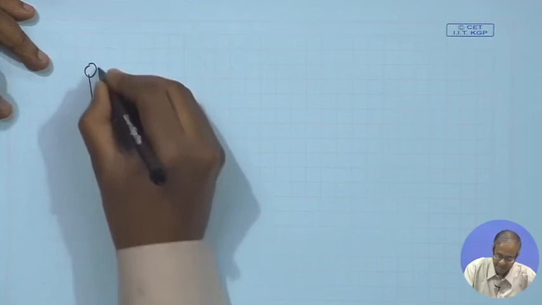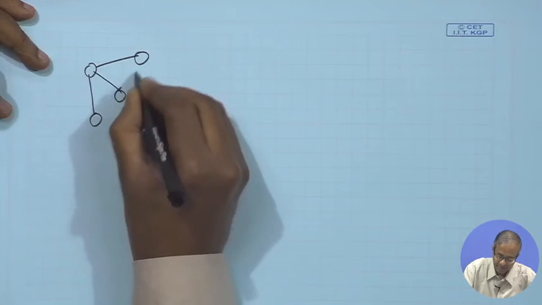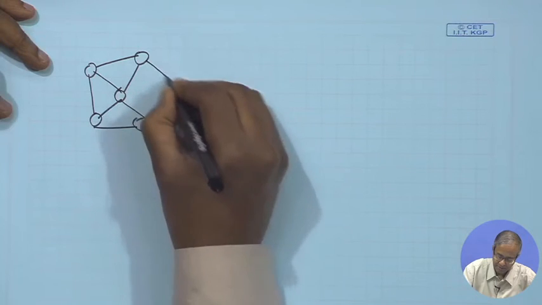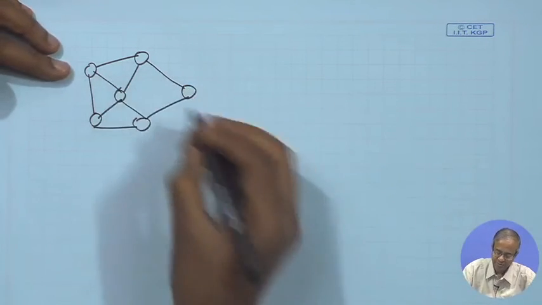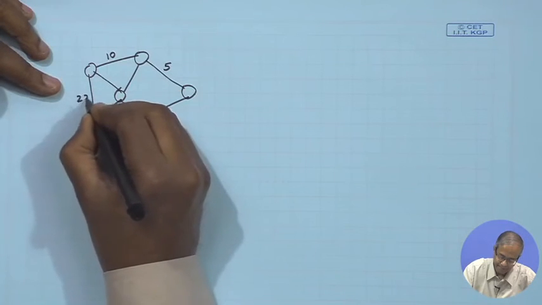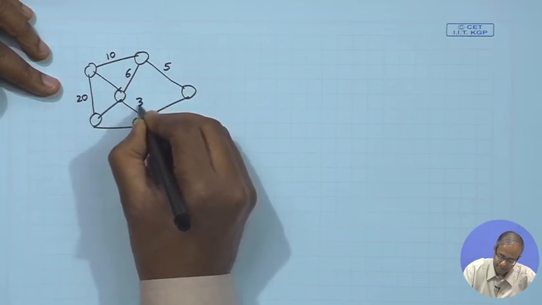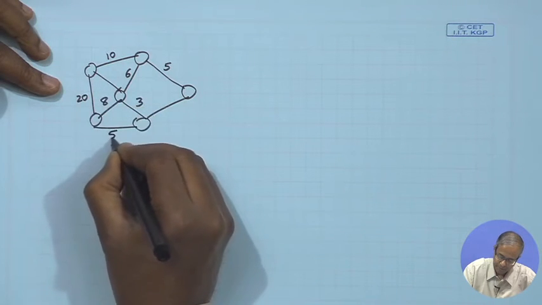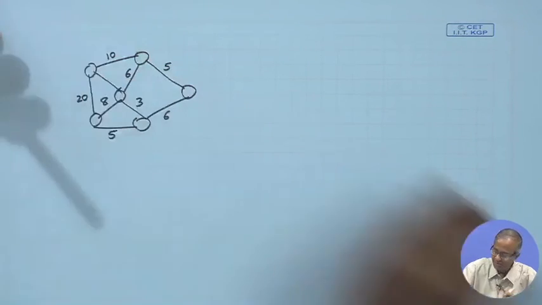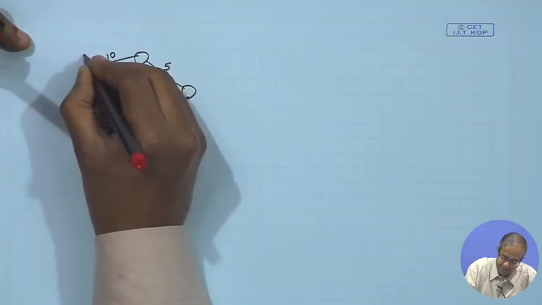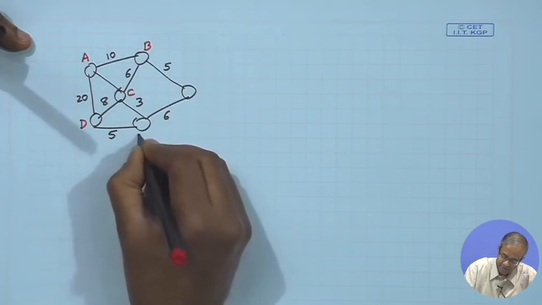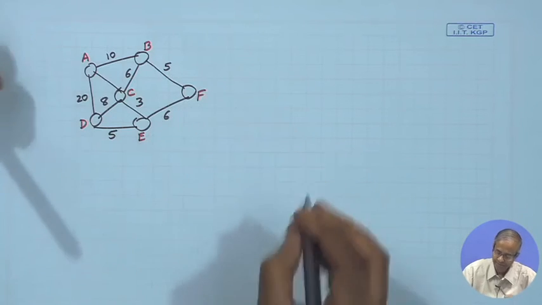Let's say I have a netlist like this, there are 6 nodes. Let's say the connection weights are like this. Let's also give some names to these vertices: A, B, C, D, E and F.